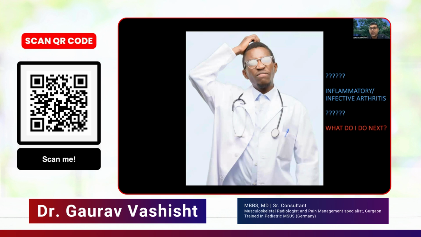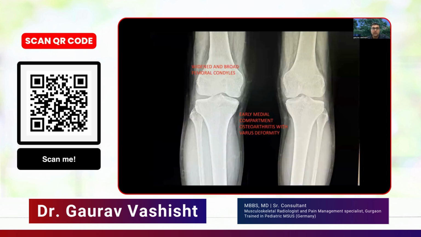But having said that, he had a history of 6 months. Infection would be more aggressive and would cause more joint damage. So what do I do next? So the patient is your best friend. He gives you the clues, and if you talk to the patient, he gives you the other findings which he is suffering from.